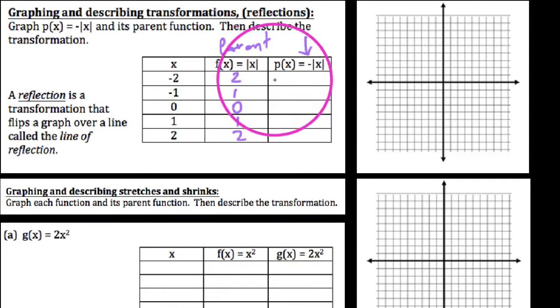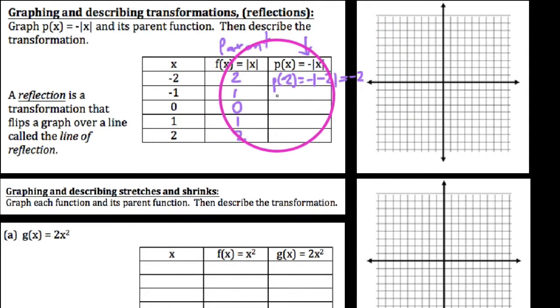Now, the thing with p of x here is if we were to find p of, say, negative 2, really what we're getting is this. It is the negative absolute value of negative 2. And evaluating the absolute value first, we're going to notice here that that's a positive 2. The absolute value of negative 2 is a positive 2, but we had a negative out front. So it actually turns out to be a negative 2.